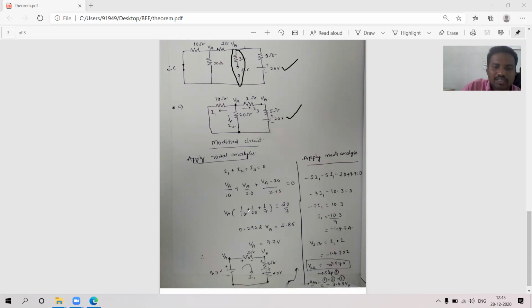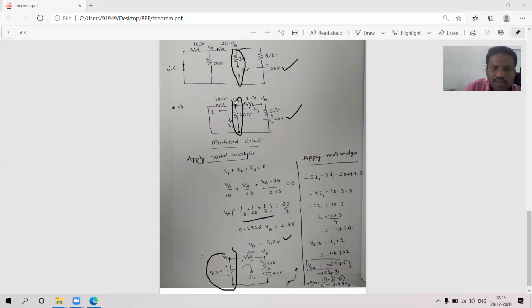The coefficients of VA are 1 by 10 plus 1 by 20 plus 1 by 7, and the minus 20 by 7 goes to the right side. So you will have the coefficient as 0.298 VA is equal to 2.85. This is the VA value from the nodal equation. That means, up from this resistor, I can replace it by a voltage source of 9.7 volts.